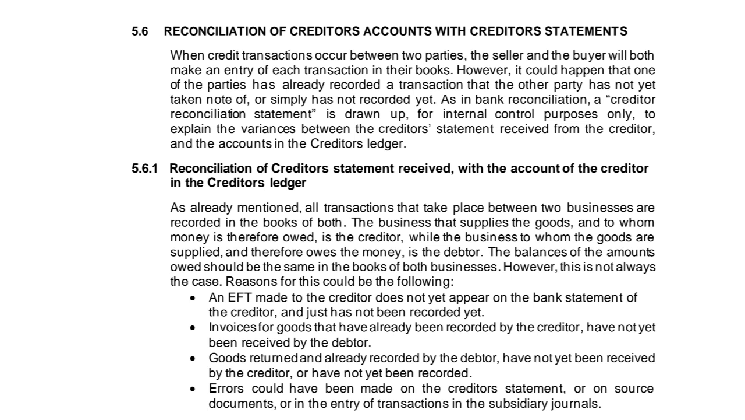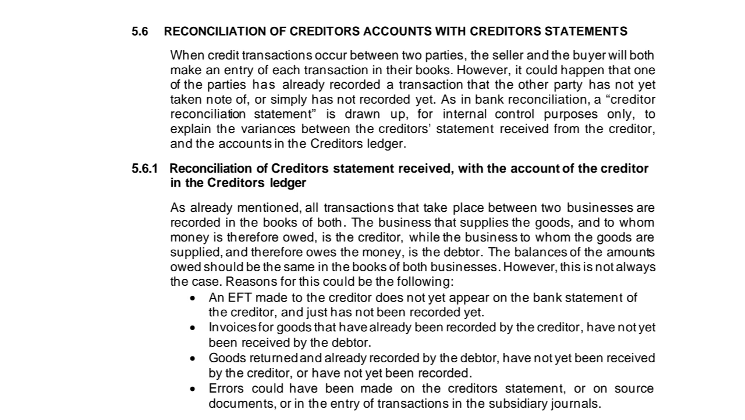5.6. Reconciliation of creditors' accounts with creditors' statements. When credit transactions occur between two parties, the seller and the buyer will both make an entry of each transaction in their books. However, it could happen that one of the parties has already recorded a transaction that the other party has not yet taken note of, or simply has not recorded yet. As in bank reconciliation, a creditor reconciliation statement is drawn up for internal control purposes only, to explain the variances between the creditor's statement received from the creditor and the accounts in the creditor's ledger.